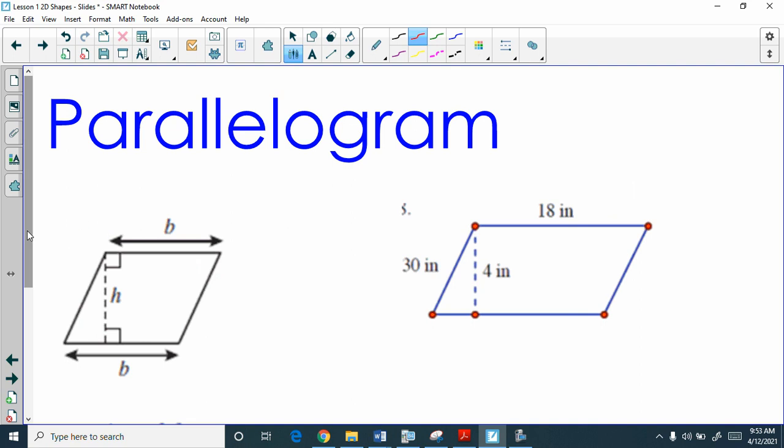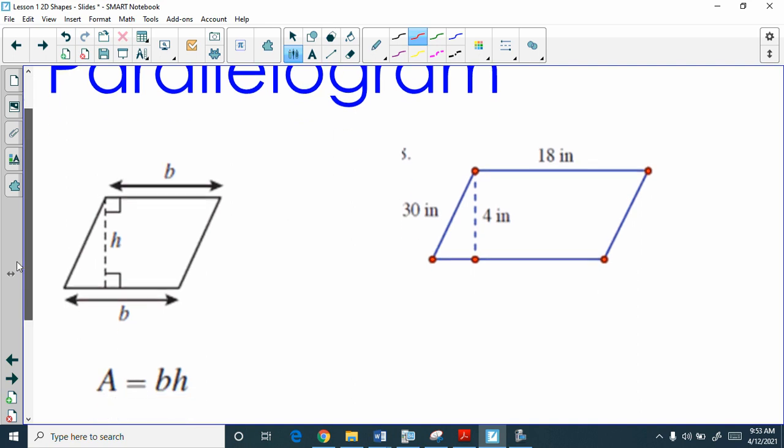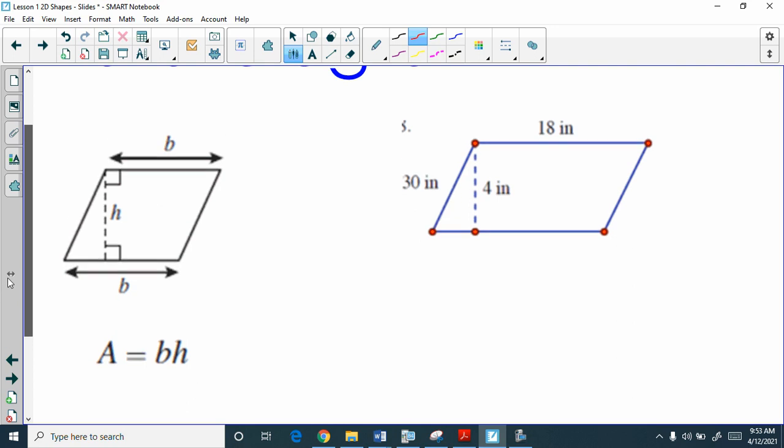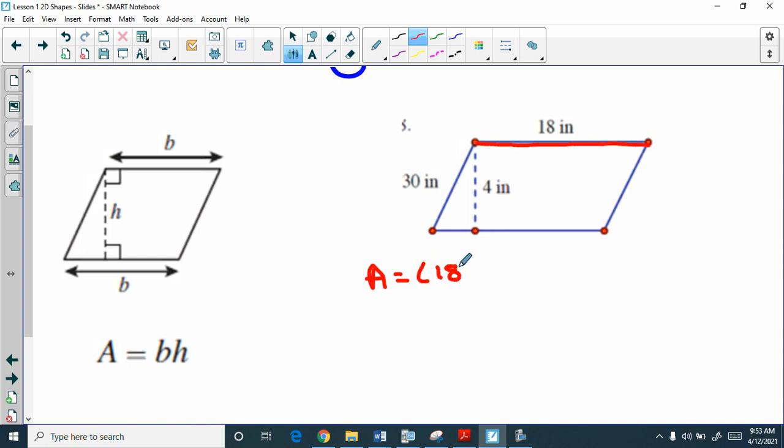The next formula we have is going to be the parallelogram, and it's going to be base times height. Now, when you're finding perimeter, you just add up all of the sides, right? That's all perimeter means. So here, if we're finding the area, we're going to have our base, which is 18, times our height, which is 4, which should give us 72 inches squared.